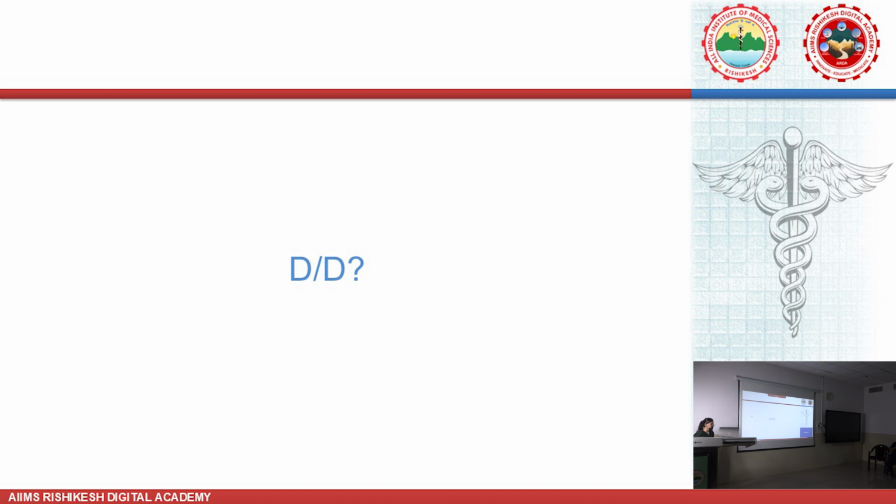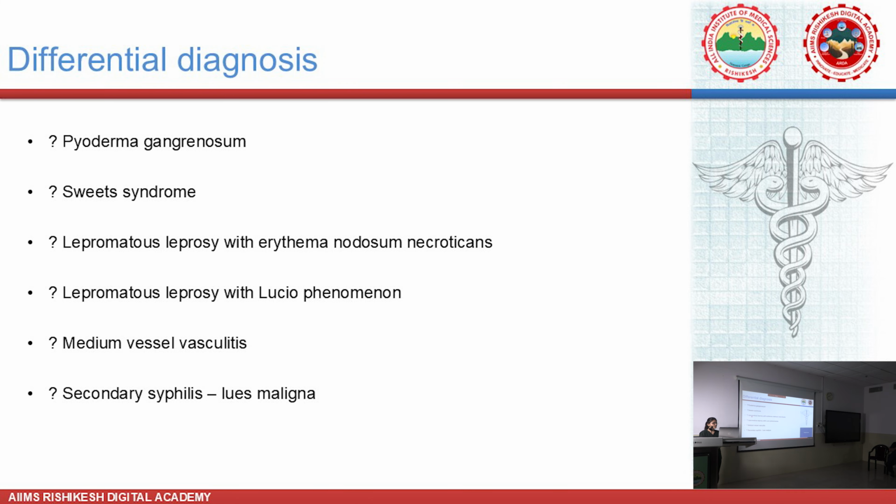So what are your differentials? Based on the history, our differentials were pyoderma gangrenosum, Sweet syndrome, lepromatous leprosy with erythema nodosum necroticans, lepromatous leprosy with Lucio phenomenon, medium vessel vasculitis, and secondary syphilis, that is the lues maligna variant. Oh, good. Please go. It is Sweet syndrome.